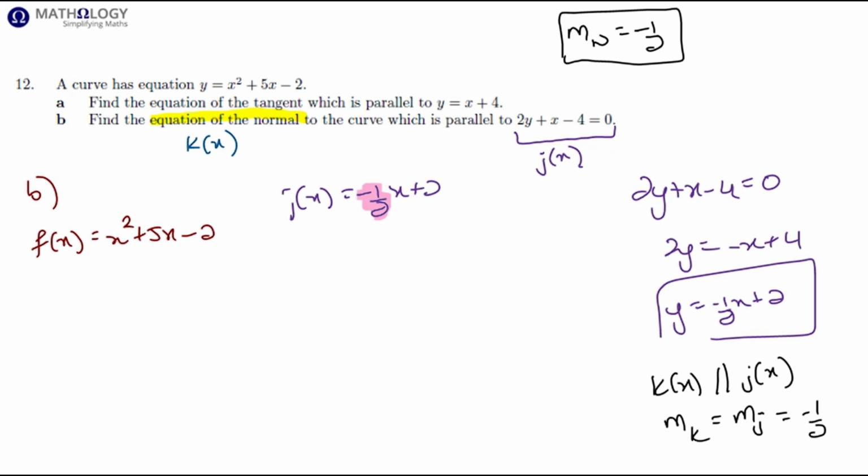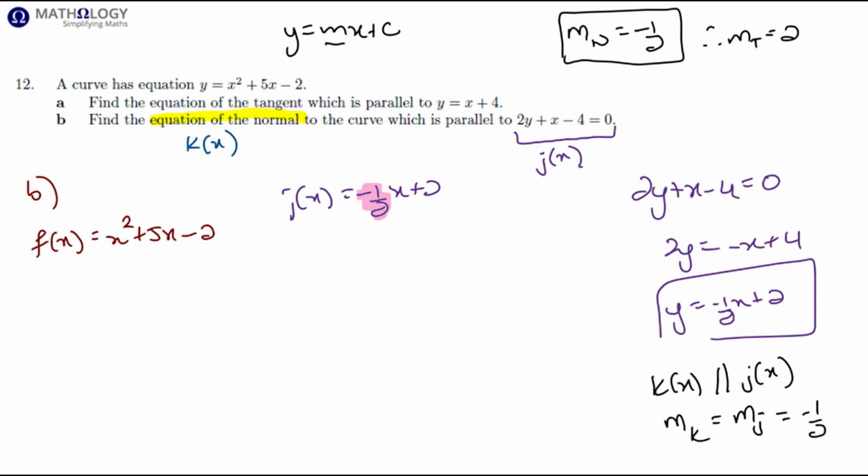We now need to know the point of contact. Once we have the point of contact, the normal being a straight line, we're going to use y equals mx plus c. We've got the gradient, which is minus a half. We need the point of contact, and then determine the equation of the normal. So the gradient of the normal is minus a half. That means that the gradient of the tangent is going to be 2.